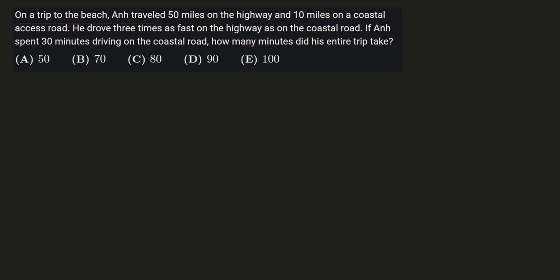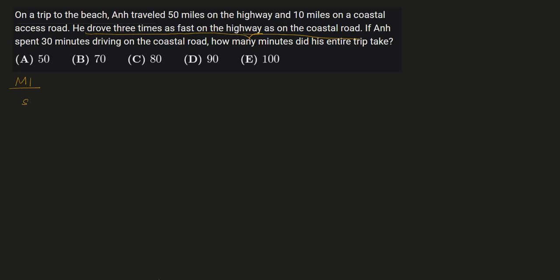So there are a couple of ways to solve this problem. Let's try a few of them, and we can determine which one is better for such kind of problems. The first one is, let's use a standard equation method. We know that he drove 3 times as fast on the highway as on the coastal road.